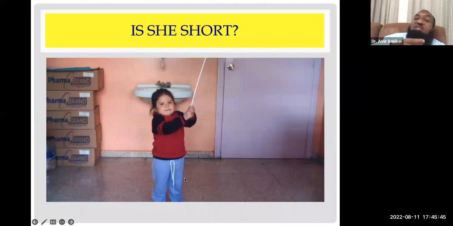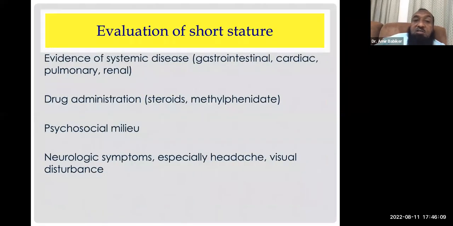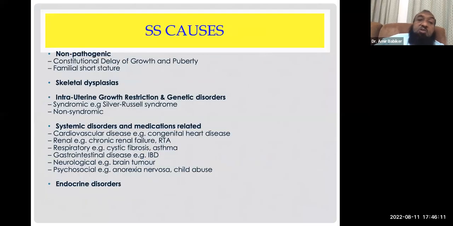Now, if we say this is short or not, we know her age, we are going to plot her height in centiles. We'll check her family target potentials, right? We are going to examine her. Is she short and obese, or short and thin and slim? Obese, right? Does this go with endocrinopathies or not? If I go back to the causes here, different causes.